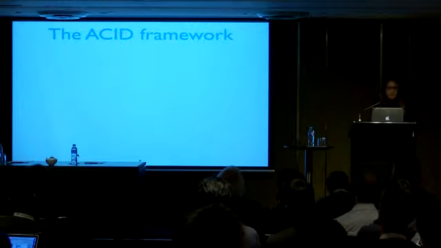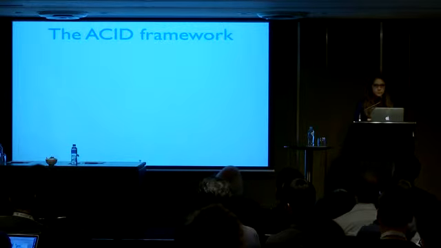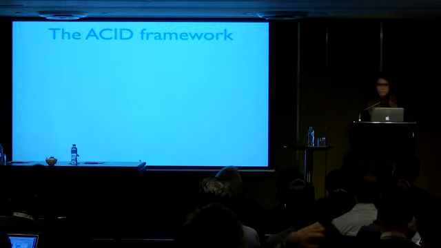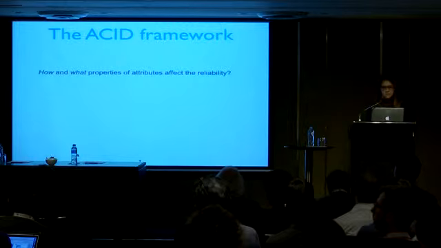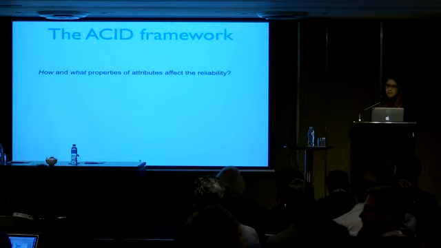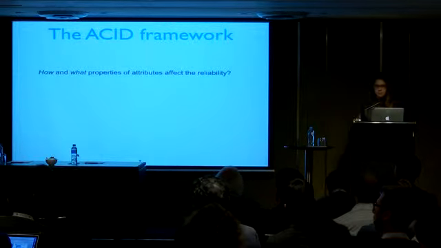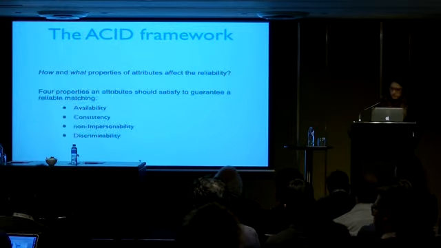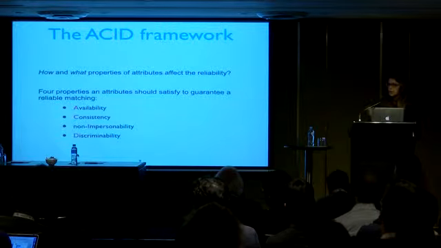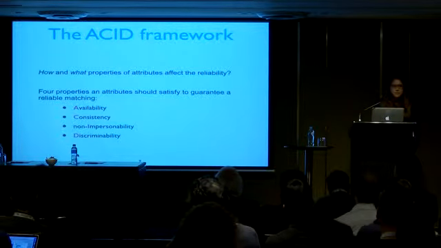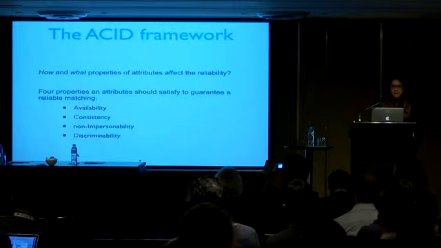So what does the reliability depend on? Of course, it depends on the features we are using to match the profiles. So the question is now what properties attributes have that affect reliability. So we identified 4 properties an attribute should satisfy to guarantee a reliable matching: availability, consistency, non-impersonability, and discriminability.